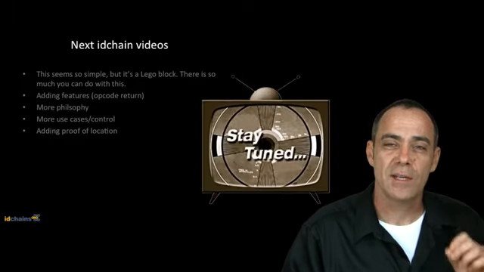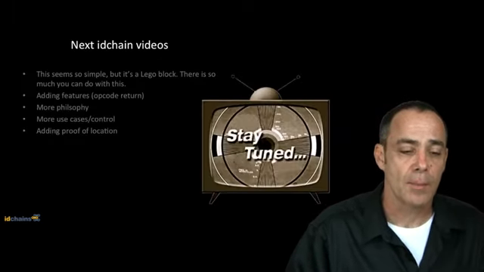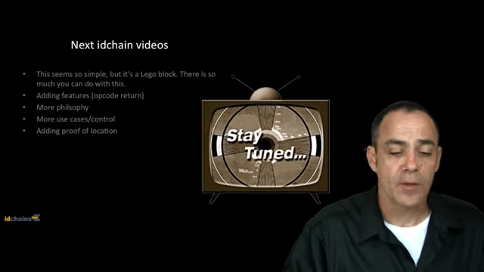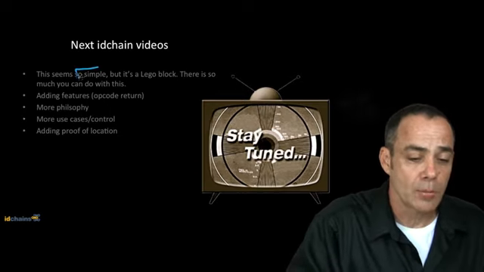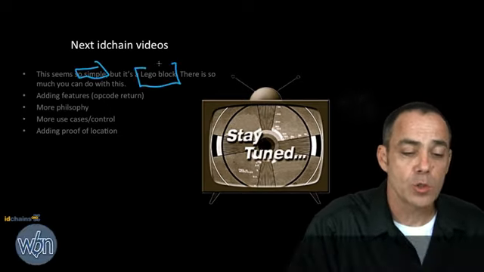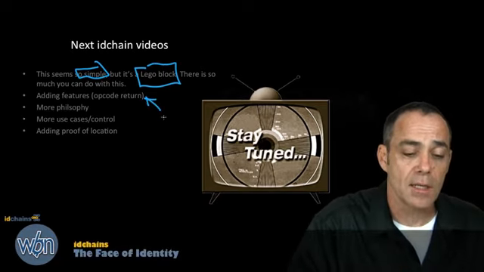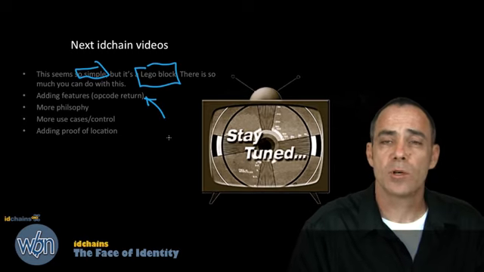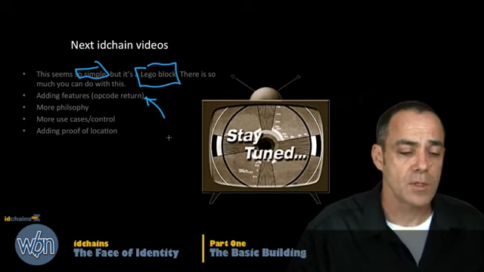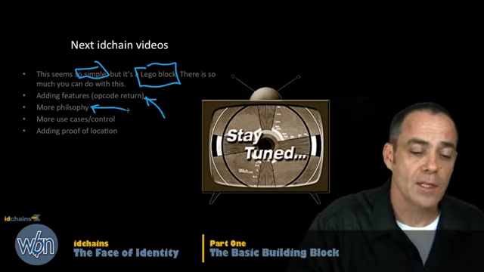Okay, so we've just dipped our toe into the kiddie pool of this topic, and we're going to move forward with it in other videos. And this might seem so simple, but it's just a Lego block. You can build so much more with this idea. You can add a little bit more intricate technology through Bitcoin, especially the opcode return, which allows for different types of authorization. There's so much more philosophy that needs to be discussed.